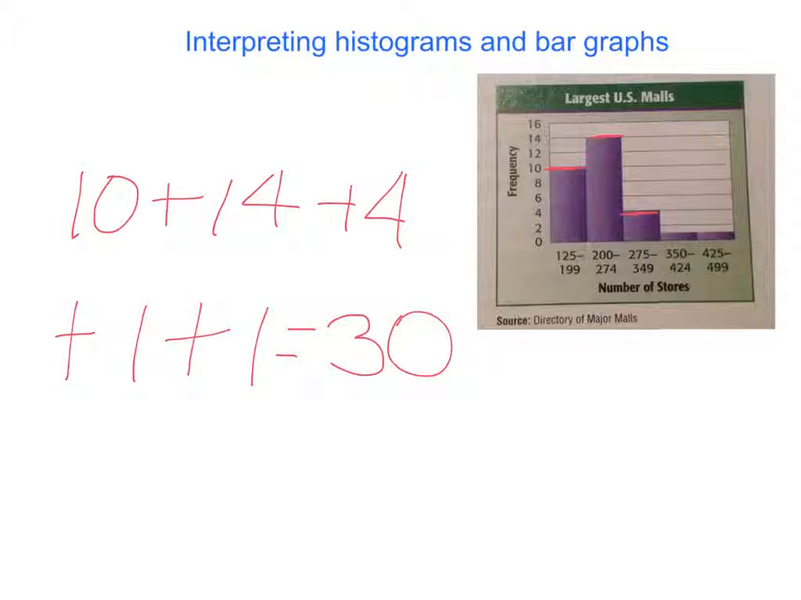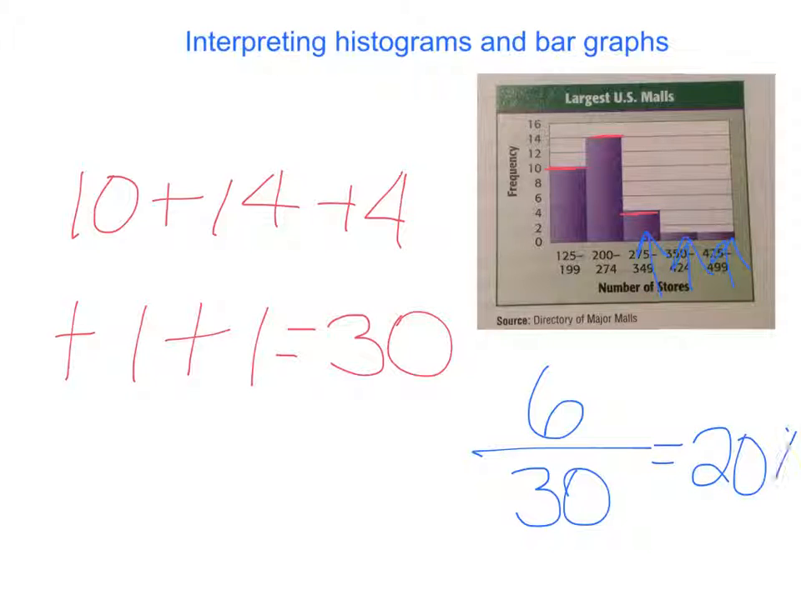Now you could also figure out what percent of the malls had more than 274 stores, because you know that there's a total of 30, so then you could figure out how many had more than 274. So there was 4 here, 1 here, and 1 here, so that is 6 out of 30, and then if you turn that into a percent, you get 20%.